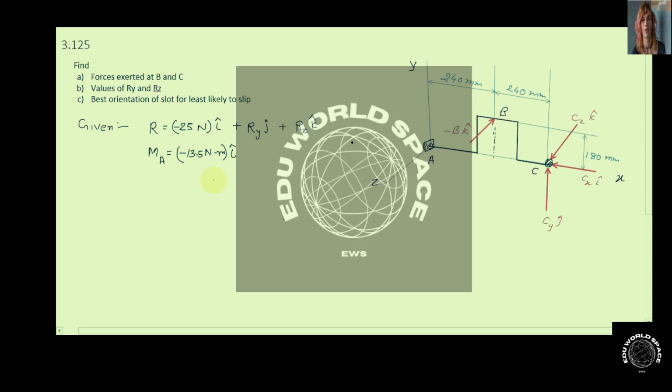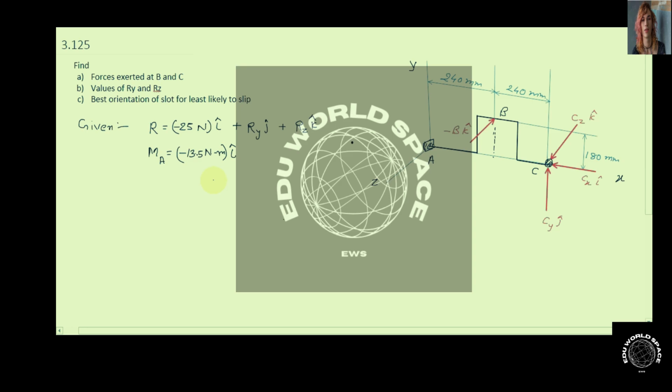Problem 3.125. In this problem, we have to calculate three things. First, the forces exerted at B and C, that is, we have to find the unknowns B, Cx, Cy and Cz. In the second part, we have to calculate the values Ry and Rz. And in the third part, we have to find the best orientation in which the slot should be put so that it offers the maximum resistance, that is, it is least likely to slip.